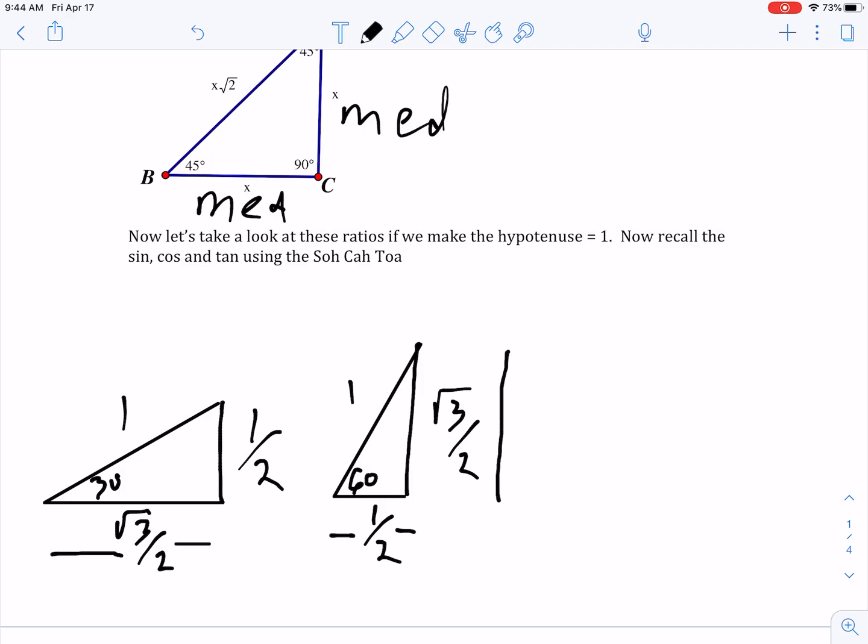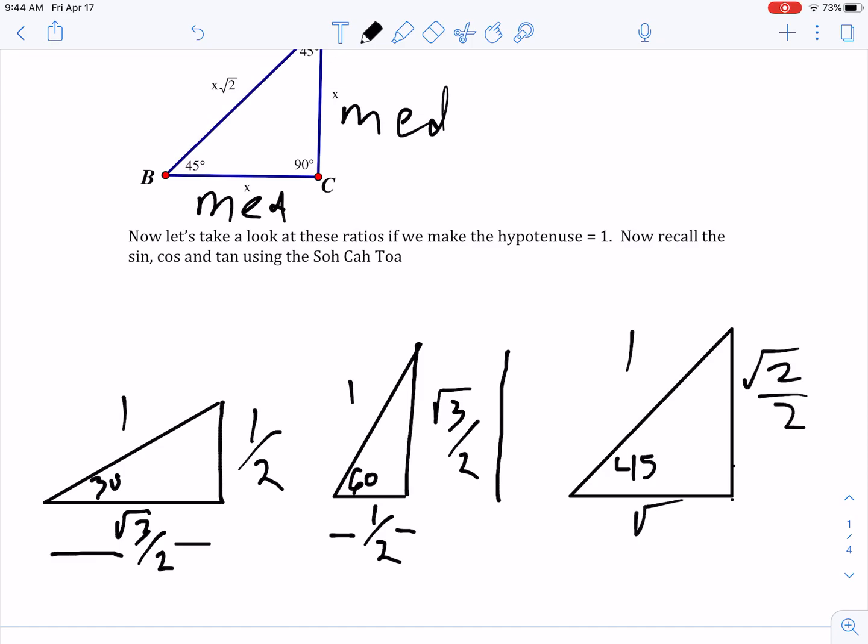Okay, now let's look at a 45-45-90. We'll see if I can draw a decent one. All right, so here we go, 45. Now on this one, if the hypotenuse is 1, the sides are root 2 over 2. We could just memorize that, or you could plug it back into the equations above and solve for x. If you made x root 2 equal to 1 and you rationalize the denominators, you get root 2 over 2 for the medium sides, going up or side to side and up and down.